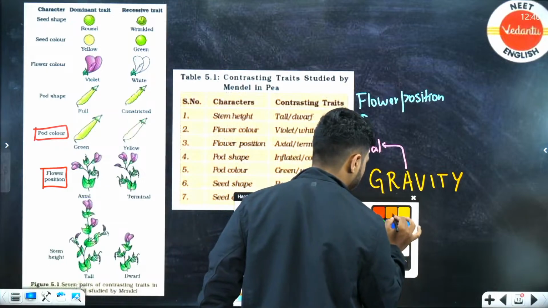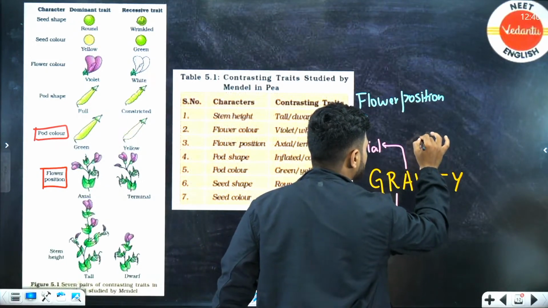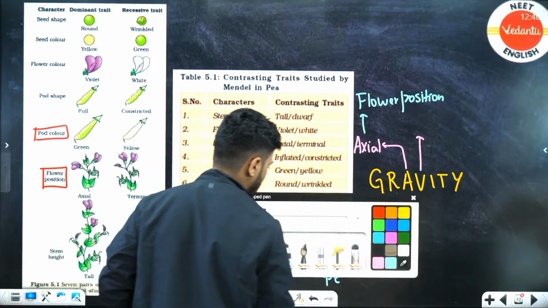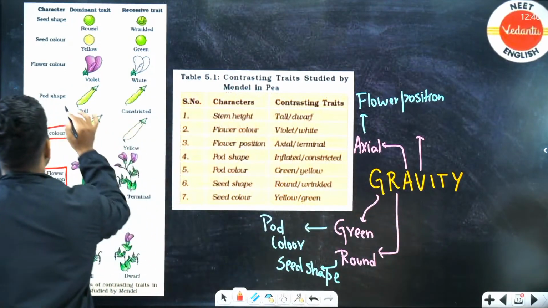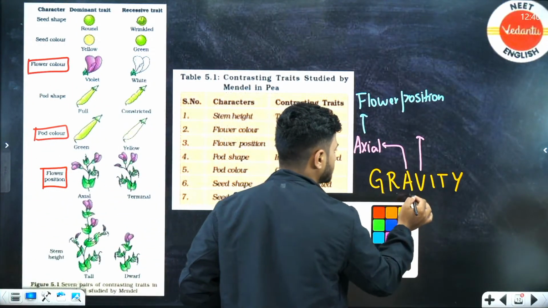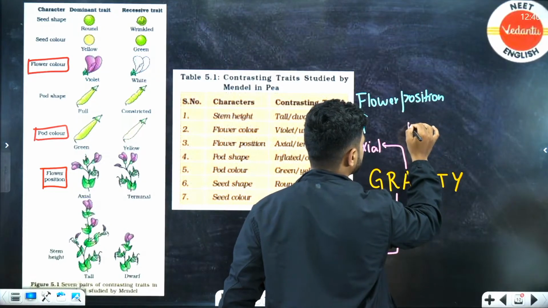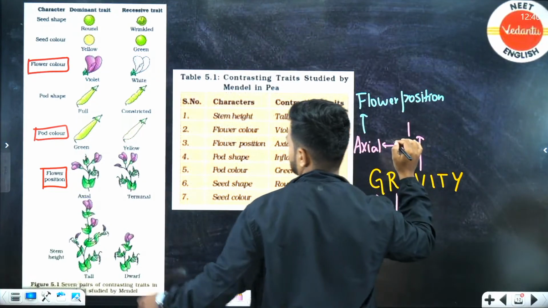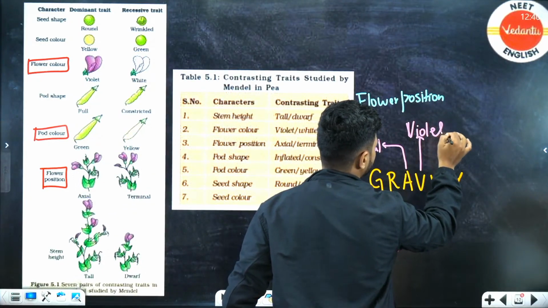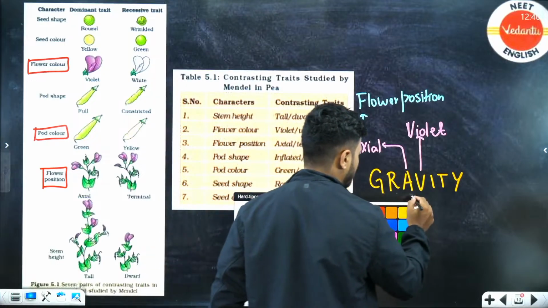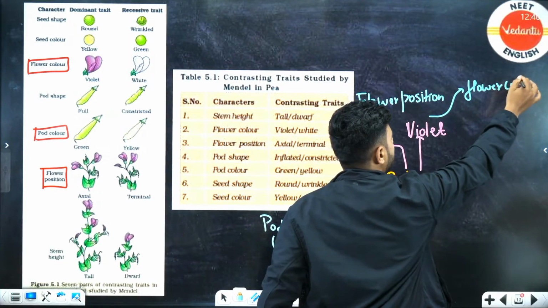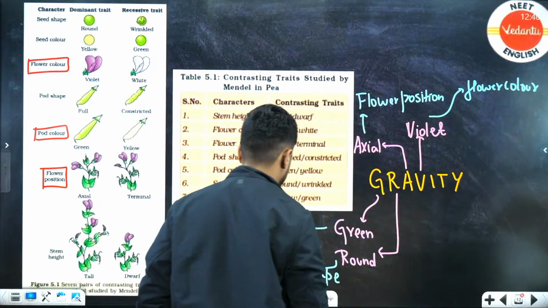What is V now, students? V is going to be nothing but violet. Where is it? Violet here. That is going to be your flower color. Can you see? Flower color. Violet, right? And that is going to be your flower color.